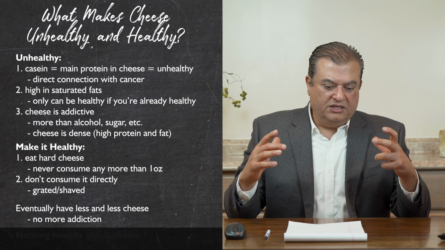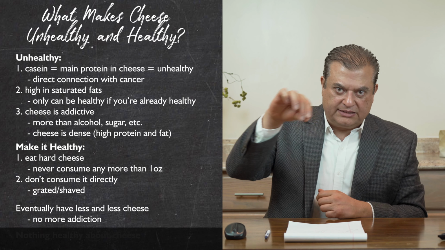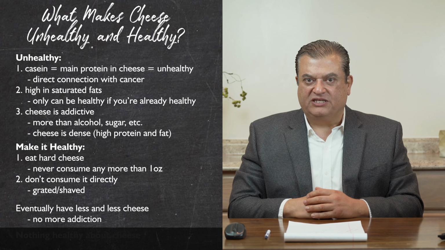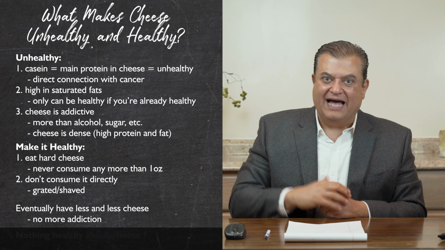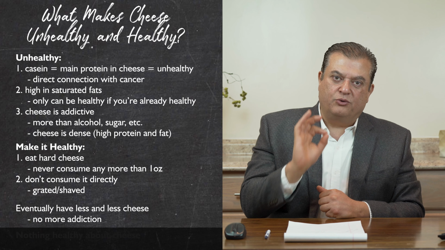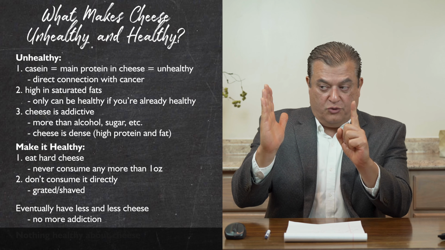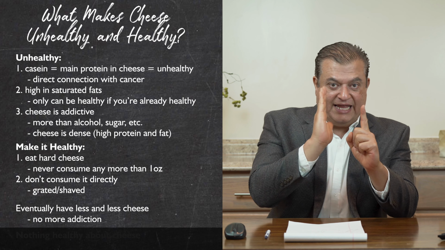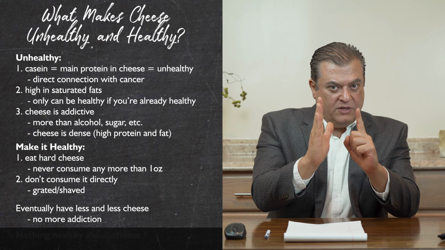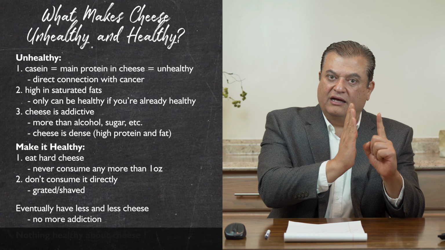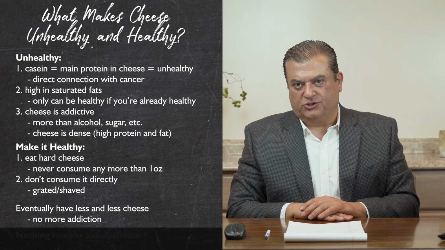So if you're having, say, steak, add some cheese to it. If you're having some seafood dish of any kind, add some cheese to it. Never more than a single ounce. As you go, you want to go to probably half an ounce and never more than a half ounce. And then maybe never more than a teaspoon, and so on and so forth.